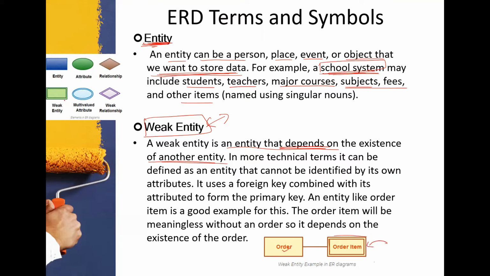Okay, as you can see in here, nampak? Weak entity. So, ni bentuk dia. Kalau entity 4 segi. Attribute dia macam ni. Relationship macam ni. Weak relationship macam ni. Multi-value attribute, dia ada bulat dan 2.